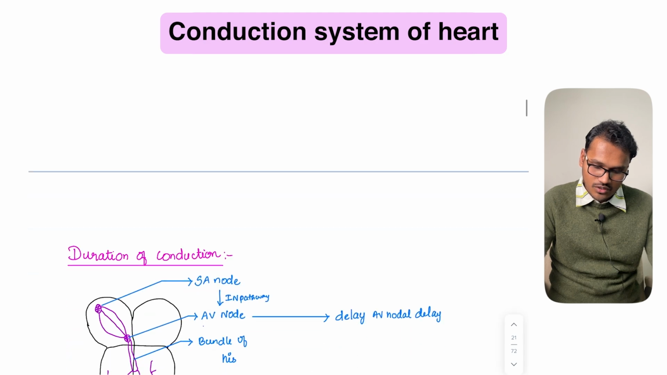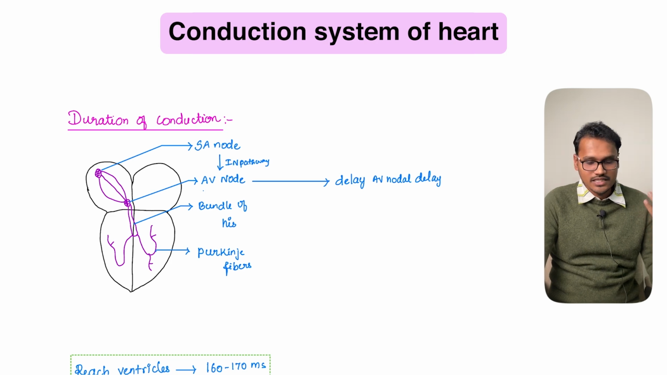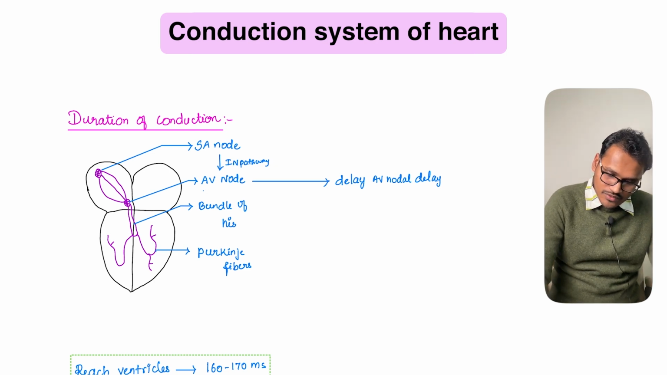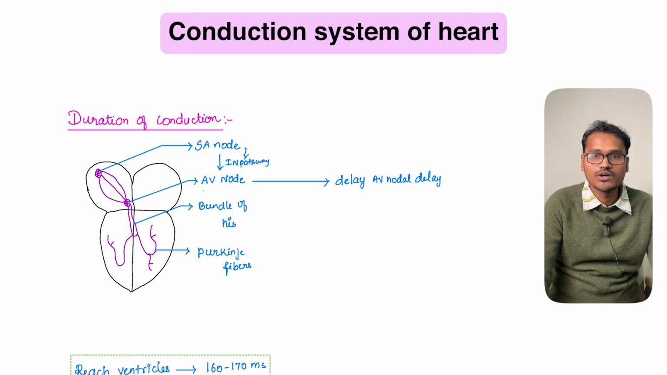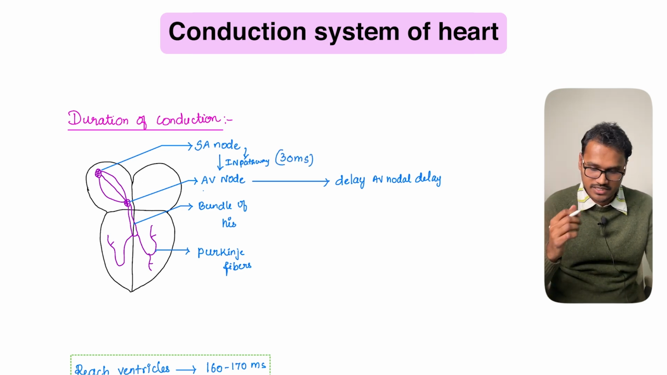So we have done with all these terms, and now we will be talking about the duration of conduction, like how long it takes for the impulse to come from the SA node to the AV node to the bundle of His, and from the bundle of His to the Purkinje fibers. So from the SA node via the internodal pathway, what is going to happen? It is going to take around 30 milliseconds.